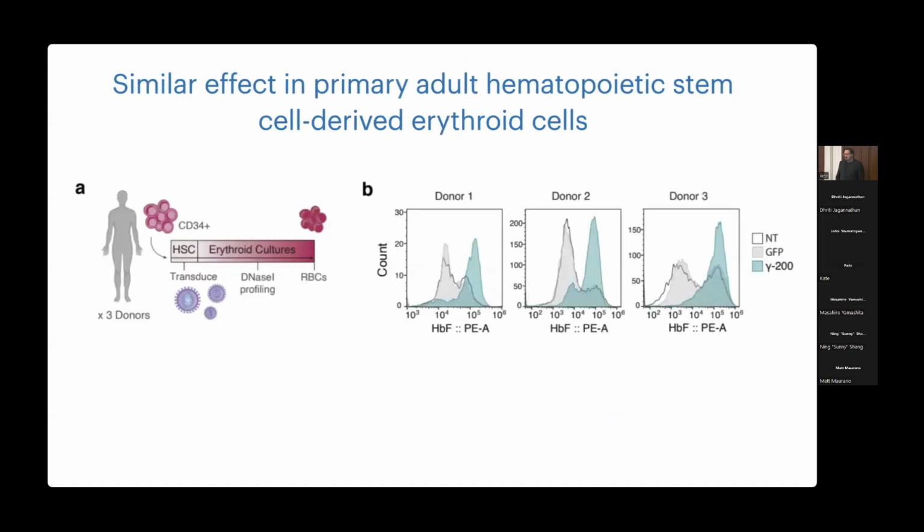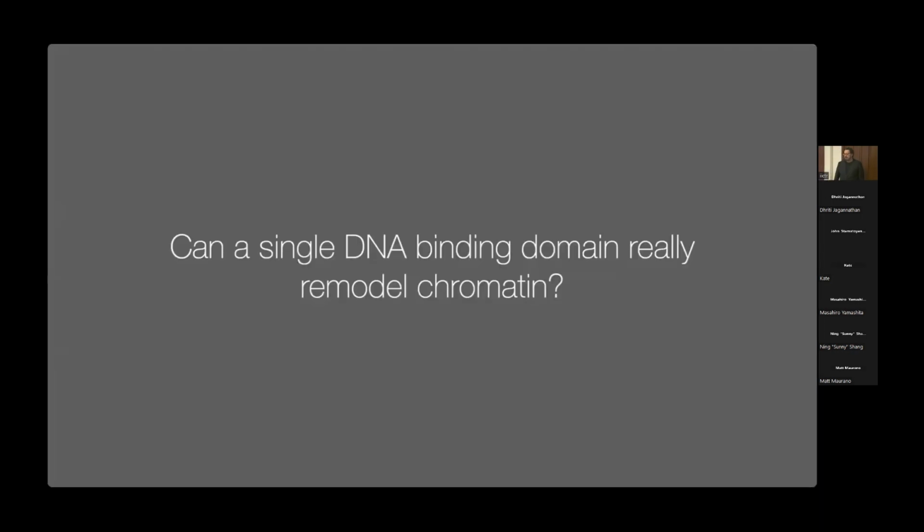All right, and it turns out that you can do this same experiment, a little bit more complicated, but do it in primary adult hematopoietic stem cells or erythroid cells that are derived from it. You can get primary cells from bone marrow. You can mobilize them. You can just do erythroid differentiation in culture, really standard system. And in this case, we're actually going to drop it in with a lentivirus. And you can basically get the same effect there in multiple donors. Okay, so this thing is basically gating the system.